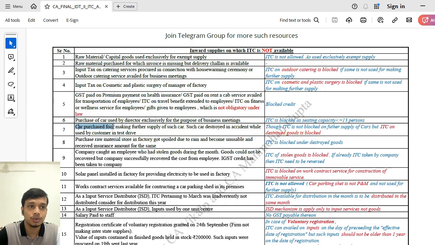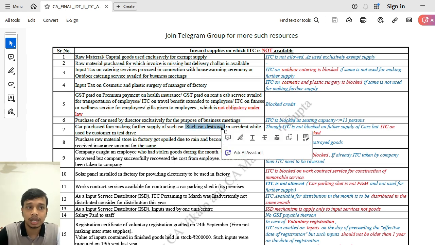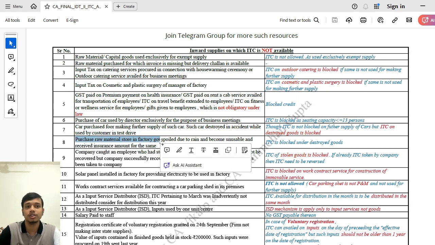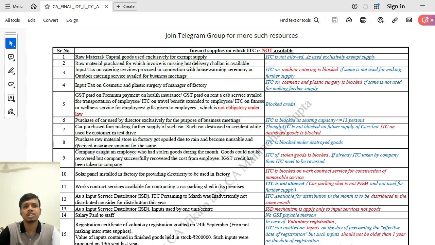Next, car purchase for making further supply of such car. Purchase for making further supply, but such car is destroyed in accident by customer in test drive. टेस्ट ड्राइव में कार डिस्ट्रॉयड हो चुकी है बिफोर सप्लाई ऑफ सच कार, उससे पहले ही कार डिस्ट्रॉय हो चुकी है, तो इट इज आईटीसी इज ब्लॉक्ड अंडर दिस एडजस्टमेंट ऑल्सो बिकॉज आईटीसी ब्लॉक्ड होता है डिस्ट्रॉयड गुड्स पे. सो आईटीसी इज ब्लॉक्ड फॉर दैट ऑल्सो. Next, purchase raw material store in factory got spoiled due to rain and become unusable and received insurance amount for the same. Whether insurance amount received or not, ITC is blocked for spoiled goods or destroyed goods. So ITC is not available for that also.